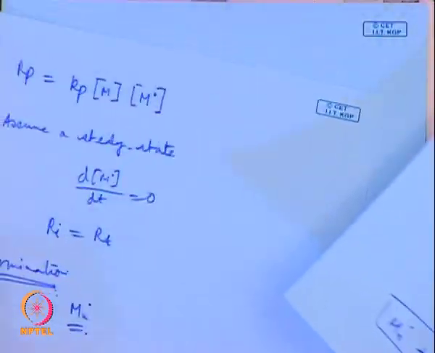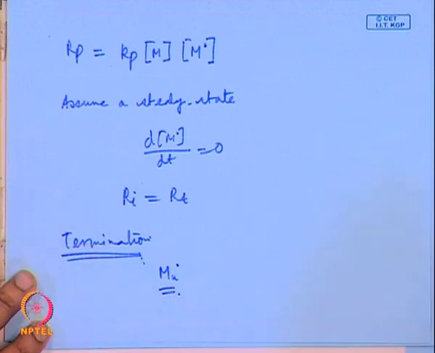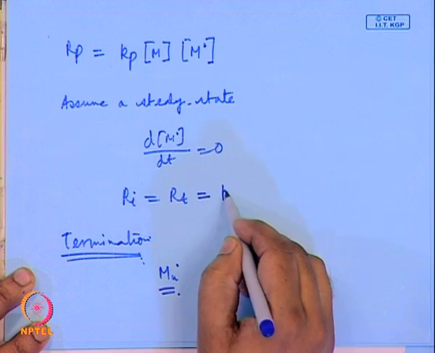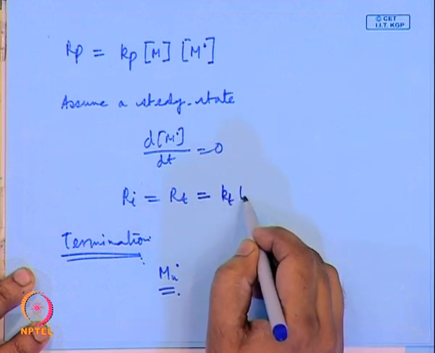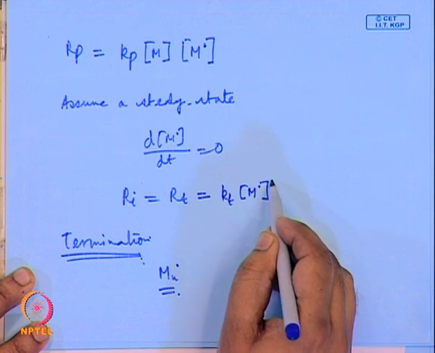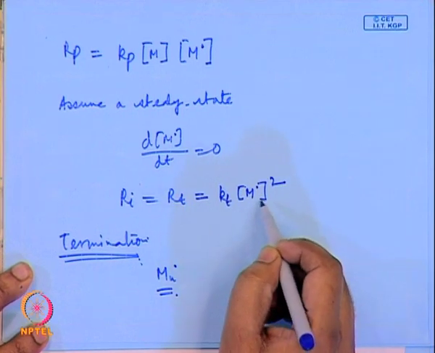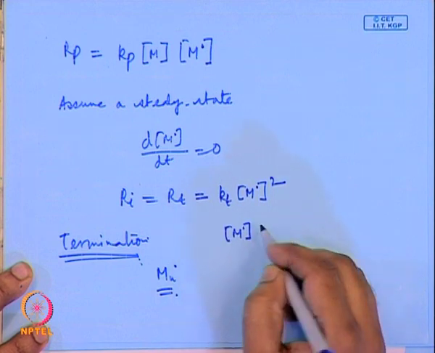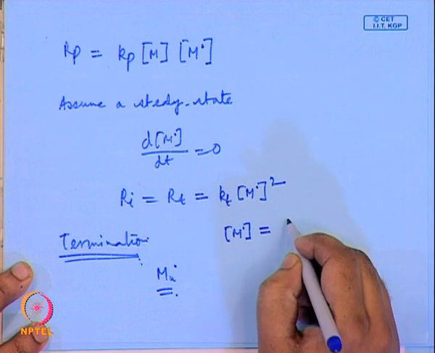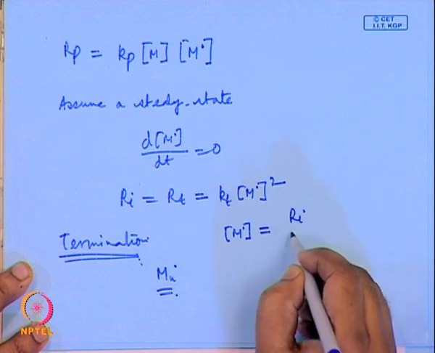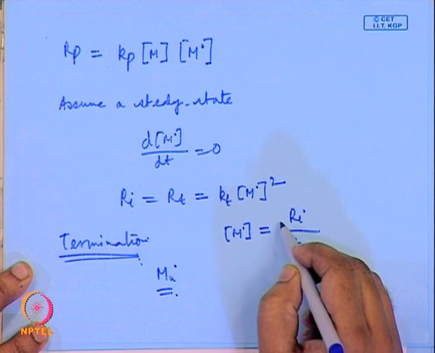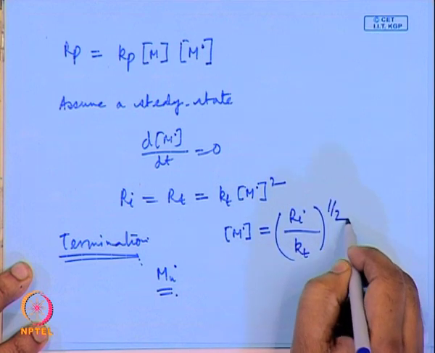Now, I write the rate of termination; we have got that it is a bimolecular reaction. So, Kt multiplied by M dot square. From that we can find M dot as Ri by Kt, to the power half.